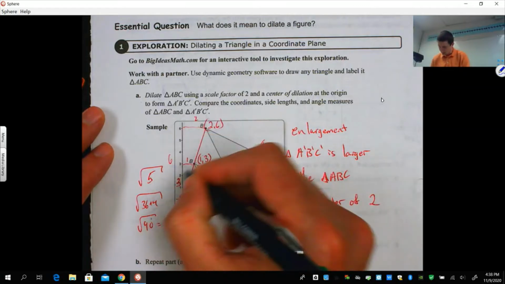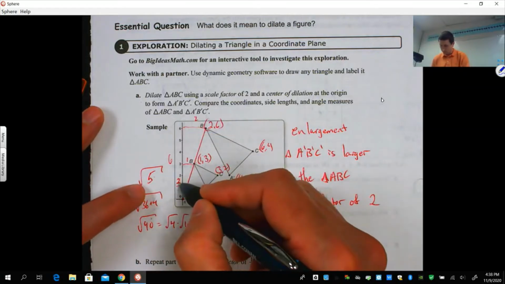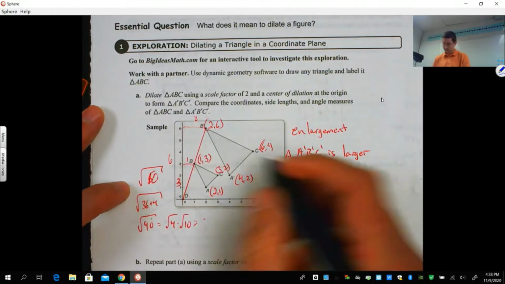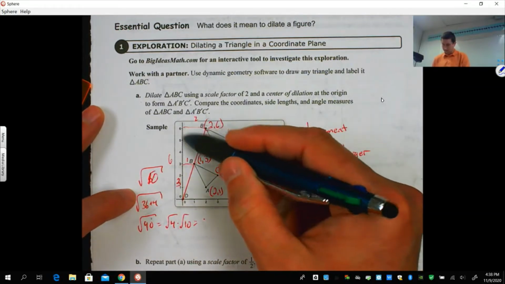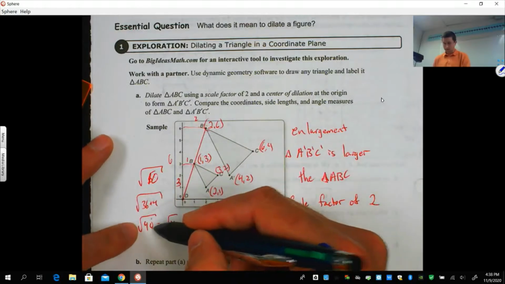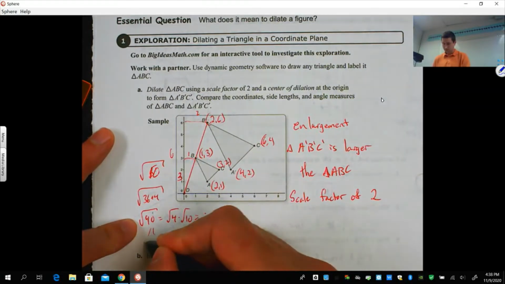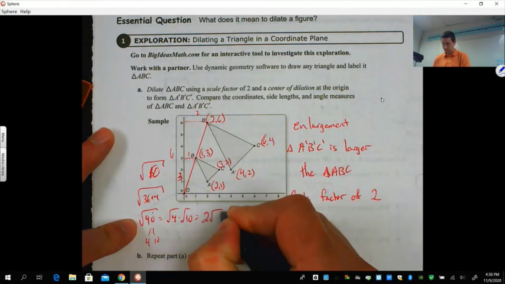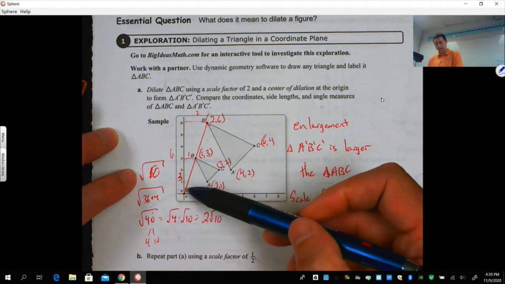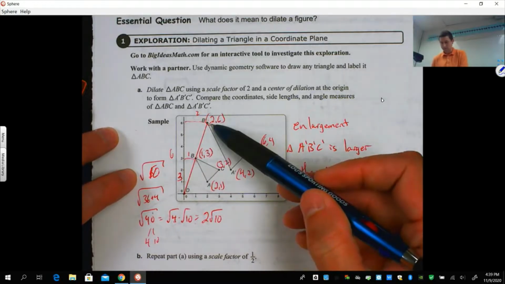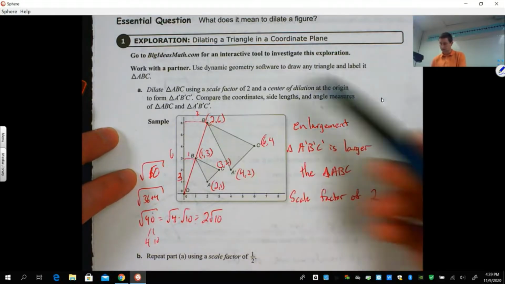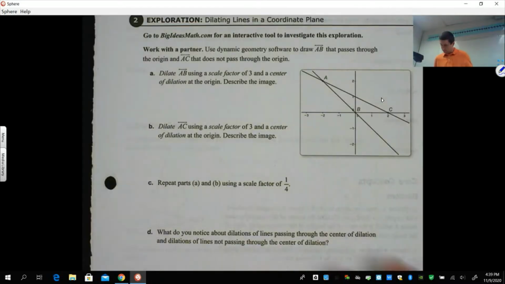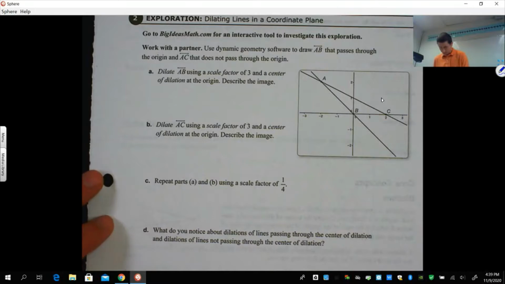This is 3 here. Going back to the small one. 3 squared plus 1 squared, that's the square root of 10. This one is 2 and 6, so that's 36 plus 4. That's the square root of 40. You can do the factor trees with it. It's the square root of 4 times the square root of 10, so that's 2 times the square root of 10. So you notice that length got twice as long. It got twice as far away. So this is a scale factor of 2. So what does that mean? That was on page 112.